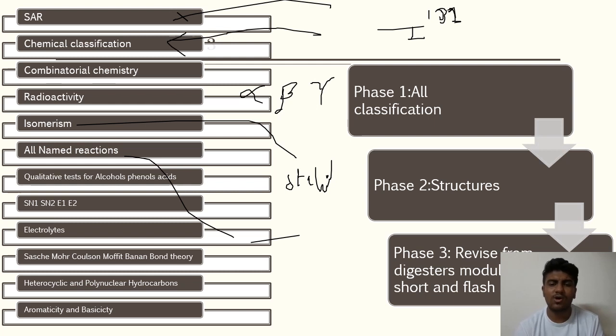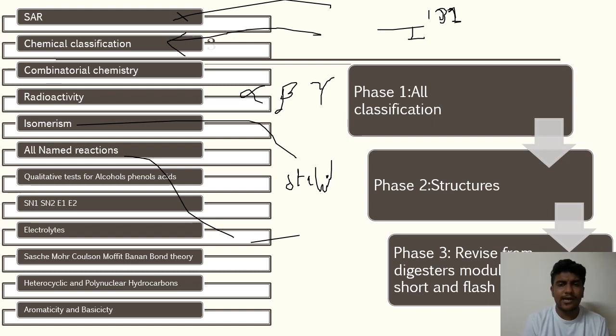Next up is heterocycles. Mostly they ask the order of aromaticity or reactivity, and polynuclear hydrocarbons like phenanthrene, naphthalene, anthracene. So you need to know the different reactions: electrophilic substitution, nucleophilic substitution, elimination, addition. These are the things that you must know.